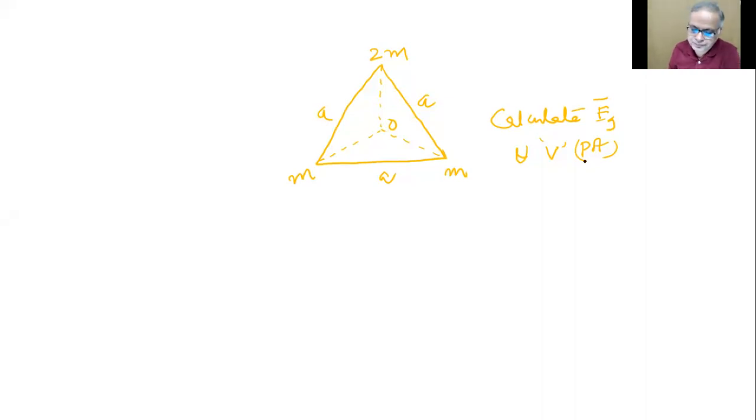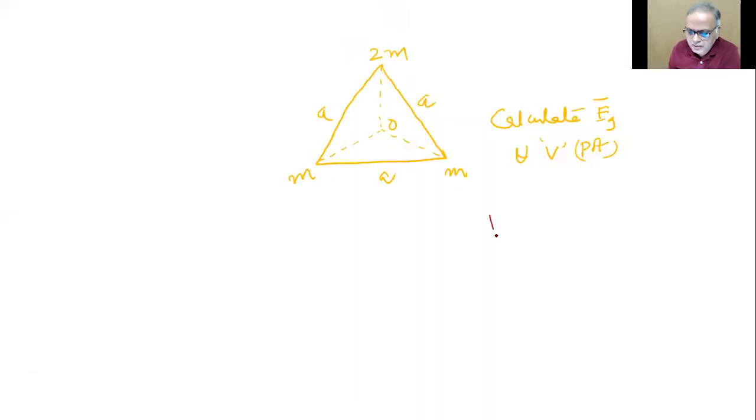So, who will try? Sai Sudhir. V will be minus 2Gm by a by root 3 minus G2m by a by root 3. It will be minus 2 into Gm by a by root 3 minus G2m by a by root 3. So that's correct. That's the minimum response you should give.